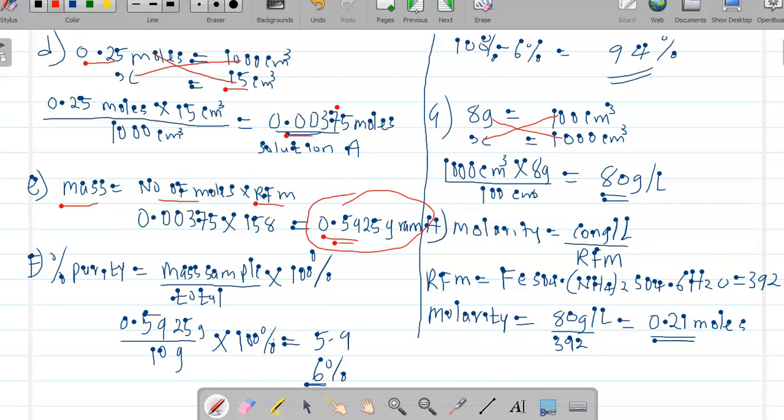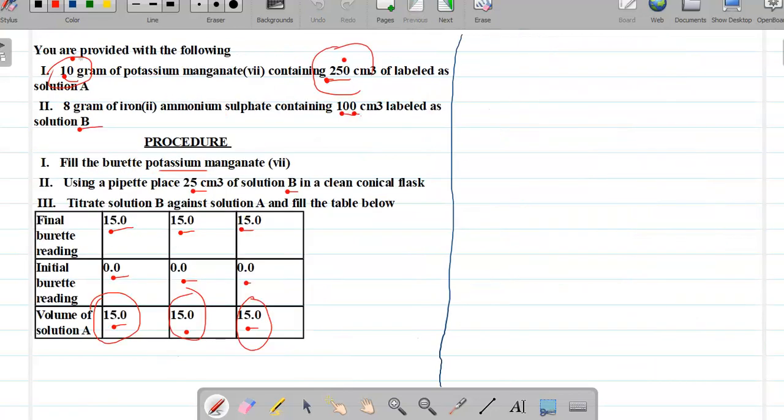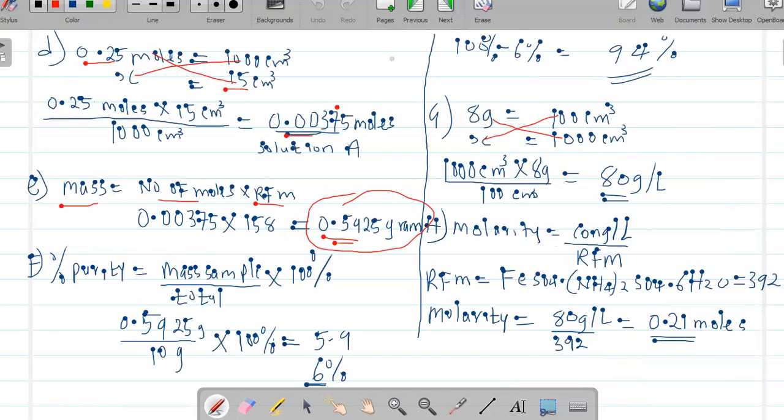Where is our total mass? The total mass of solution A. Let us check it from the question. So the total mass is 10 gram of solution A. Therefore, this is what we do. 0.5925, which is the mass of the sample, over the total mass, which is 10 gram, times 100%. You'll get 5.9. You round it to 6%. So to get the percentage purity, 100 minus 6. So 95% of the compound is pure, where 6% is impure.